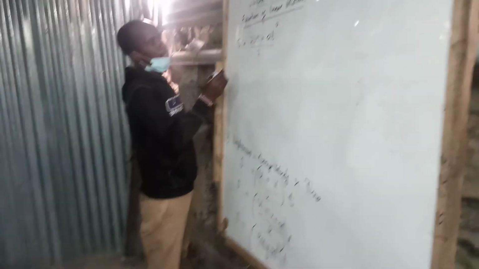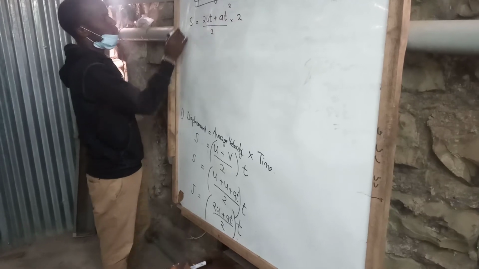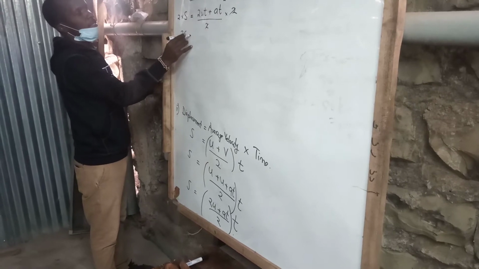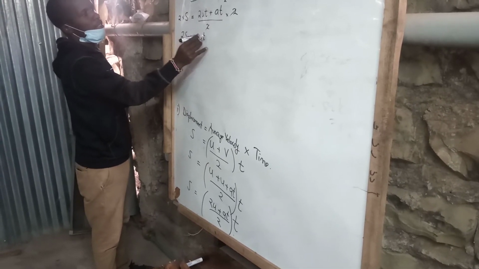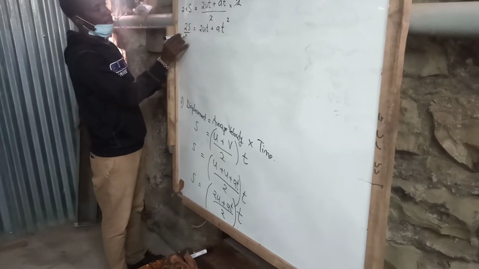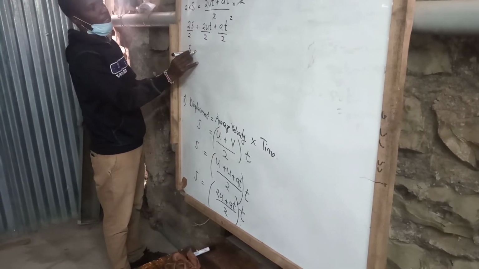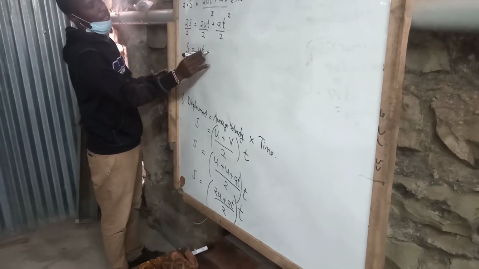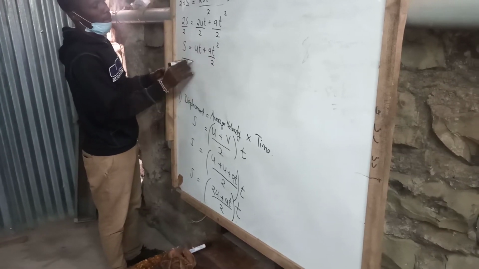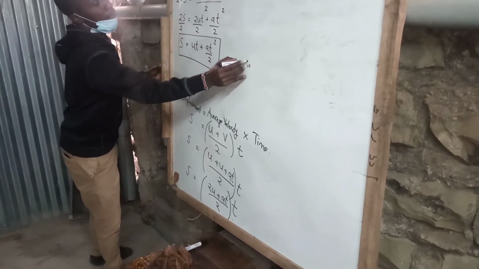Next, we can multiply by 2. So that means we have 2s is equal to 2ut plus at squared. Then you can divide by 2 all through, so that you have your s being equal to ut plus a half at squared. Okay, that will be the second equation of linear motion.